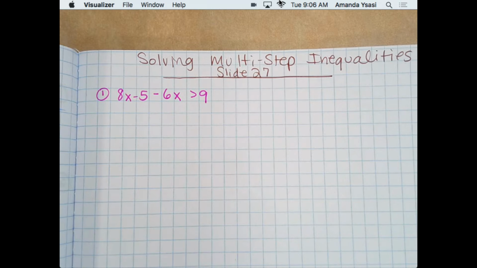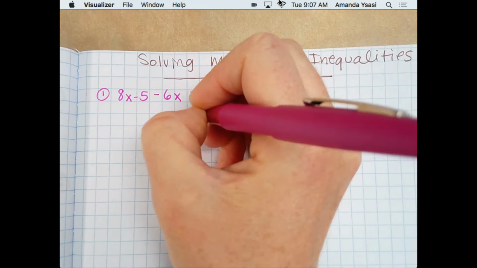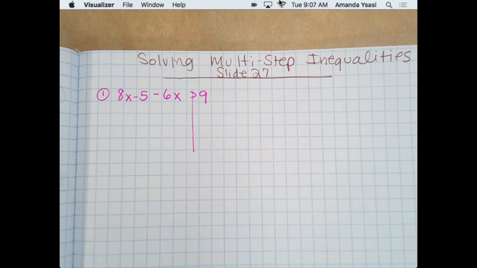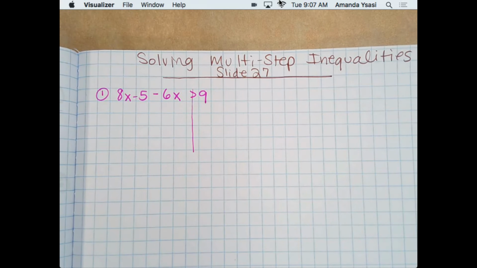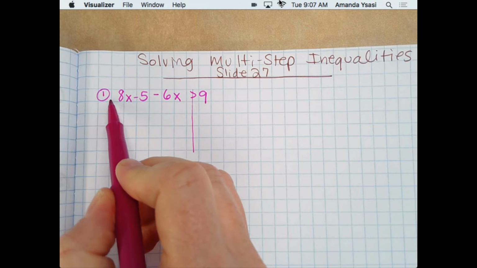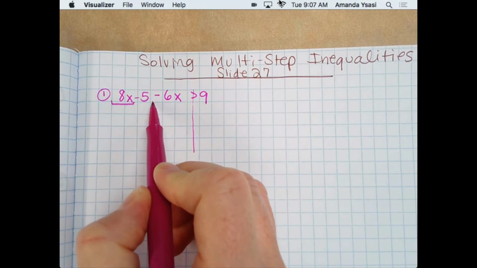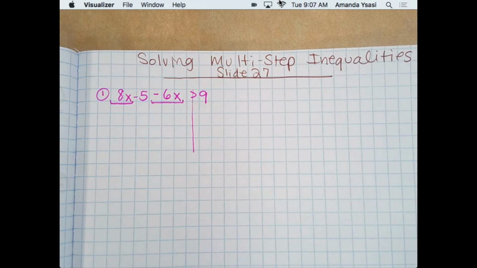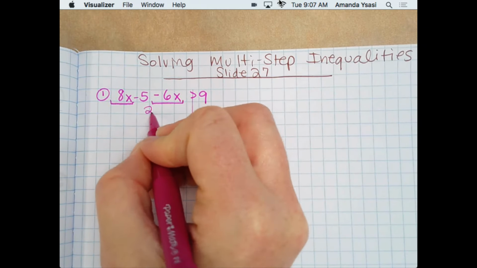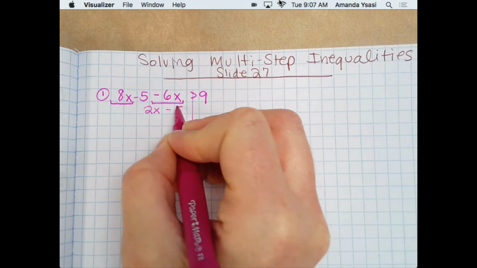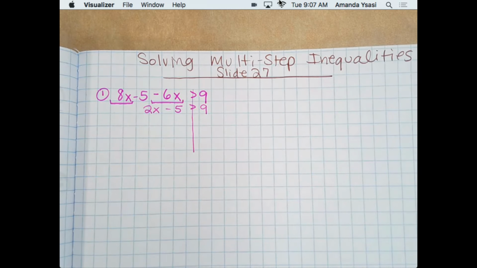Okay, so we follow the rules, which is distribute and then combine like terms. I'm going to draw a line down the inequality sign, just like I did whenever I solved equations. Need to combine like terms. So on the left side, we have 8x and we have a minus 6x. So whenever I combine those, I get 2x minus 5 is greater than 9.